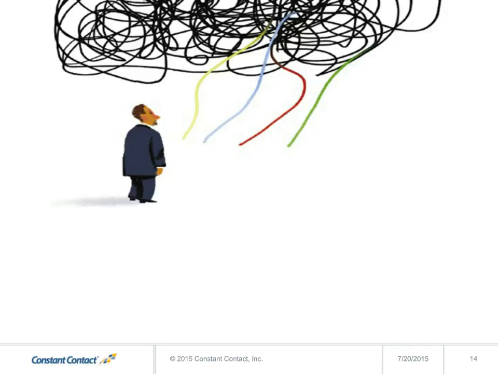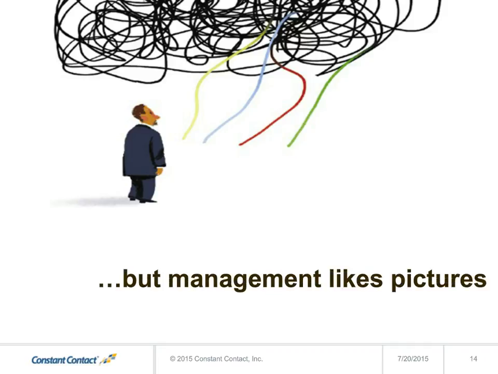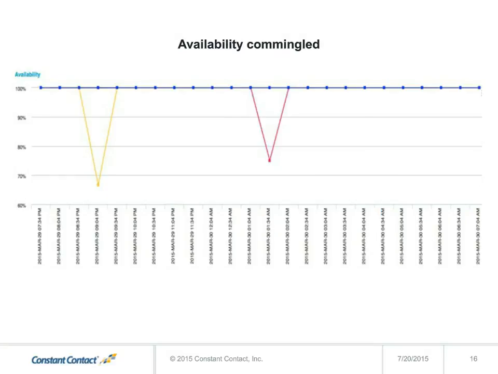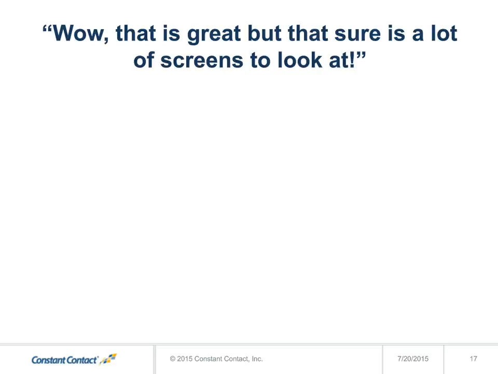But of course, management likes pictures. So we can show them more data. We can have commingled performance. We can have commingled availability. But what do those lines mean? Management may say, wow, that's great, but that sure is a lot of screens to look at.